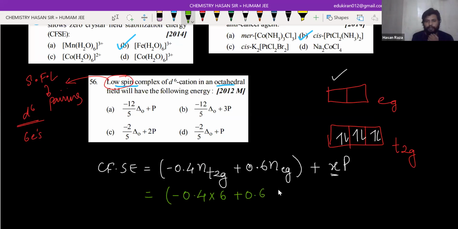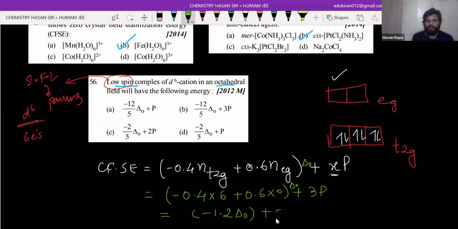And how many electrons are paired? How many paired electrons are there? 3. So this will be 3P. Now you are going to solve it. You will get minus 1.2 minus 1.2, and delta naught is there. I forgot to write delta naught. Delta naught plus 3P.